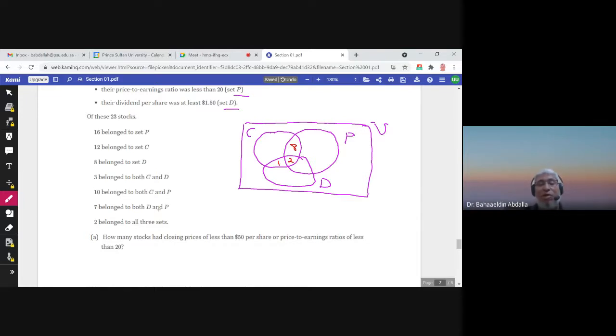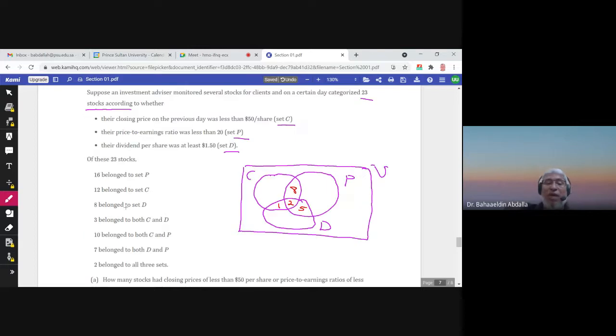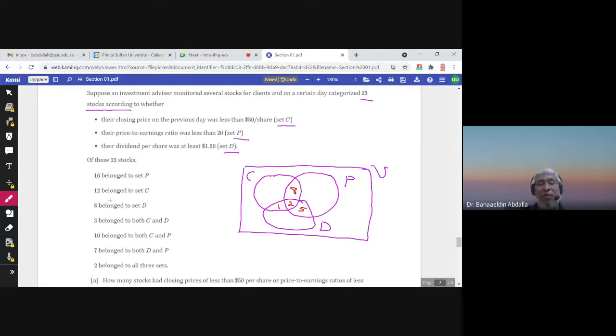7 belong to both D and P. So here in this intersection between D and P. Well, 7, I have 2 here, so 5 would be here. 5 plus 2 is 7. So now I finished the intersection of all the 3 and the intersections of each 2. And now I go to these 3 pieces of information.